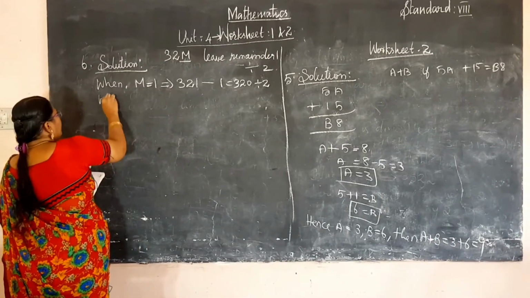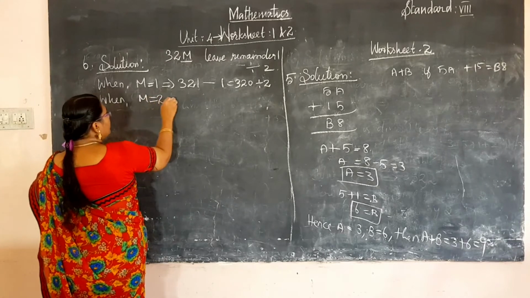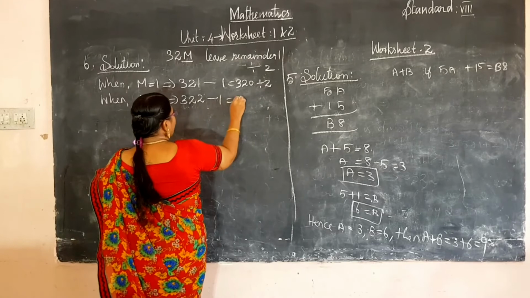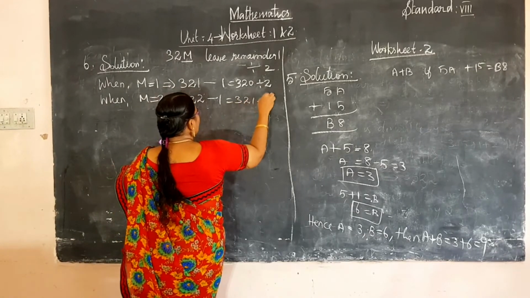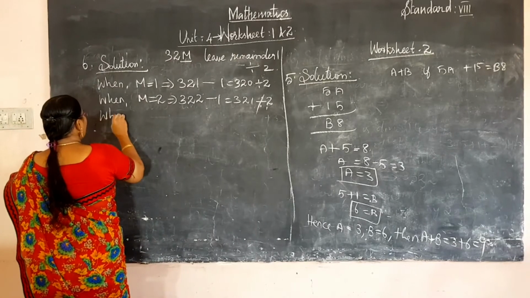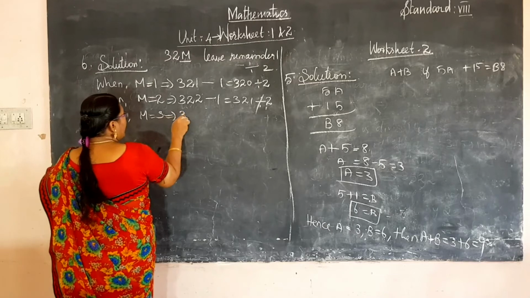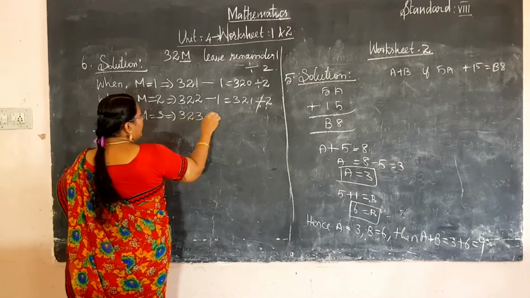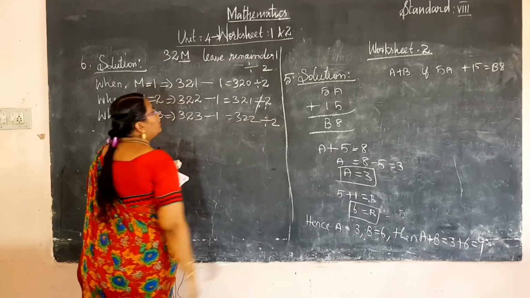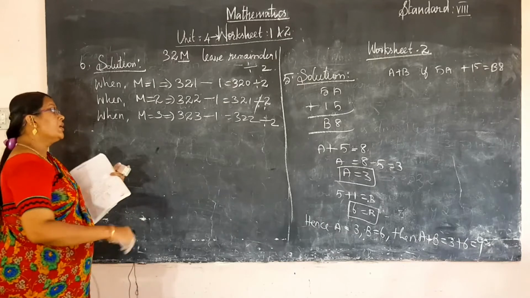Okay. And next one, m equal to 2. So, 322 minus 1, we get 321. It's not possible to divide that by 2. And next m is equal to 3. And then 323 leaves the remainder 1. 322 is divisible by 2, because the ones digit is 2.